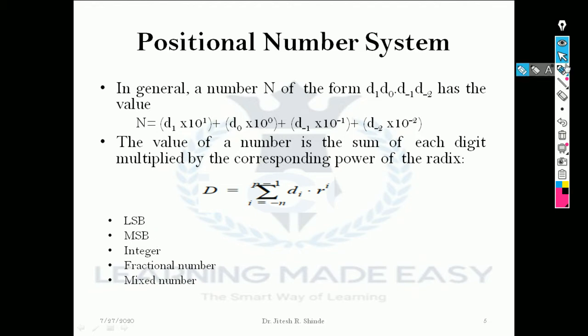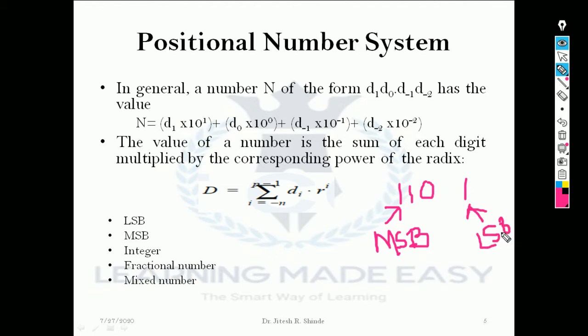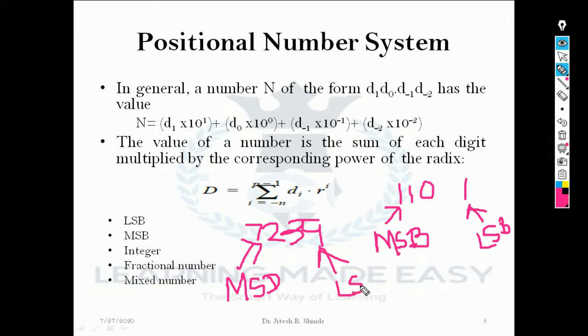Now another terminology coming here is LSB and MSB. If I write a number 1101, this first 1 is the most significant bit in a binary number system, and this last 1 is the least significant bit in the binary number system. If I write a number, say 7239, in the decimal number system, 7 is the most significant digit and 9 is the least significant digit in the given decimal number.